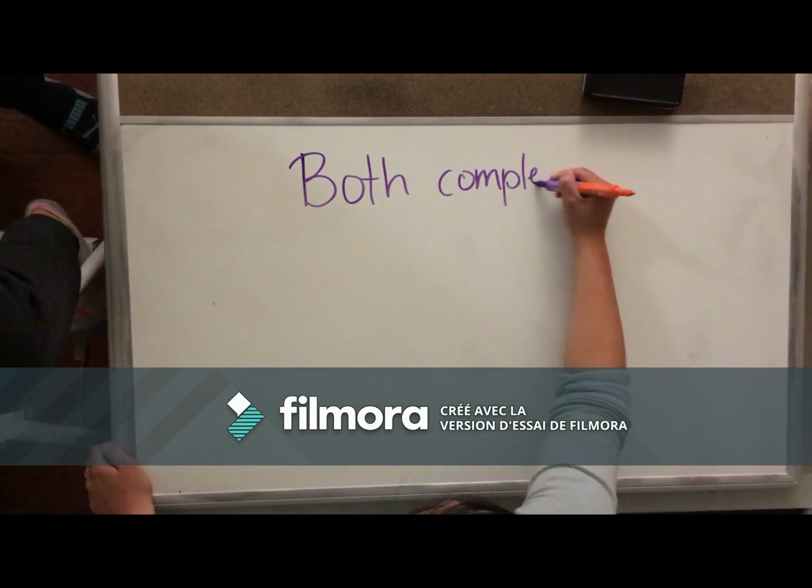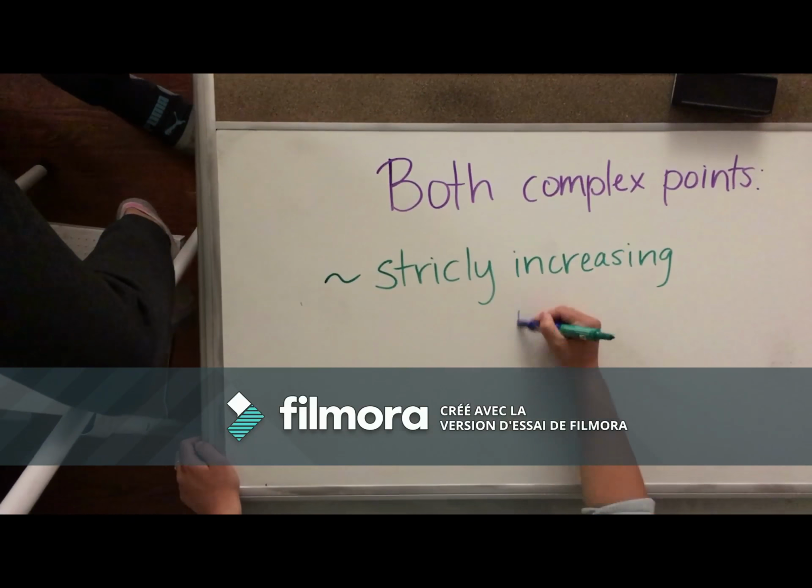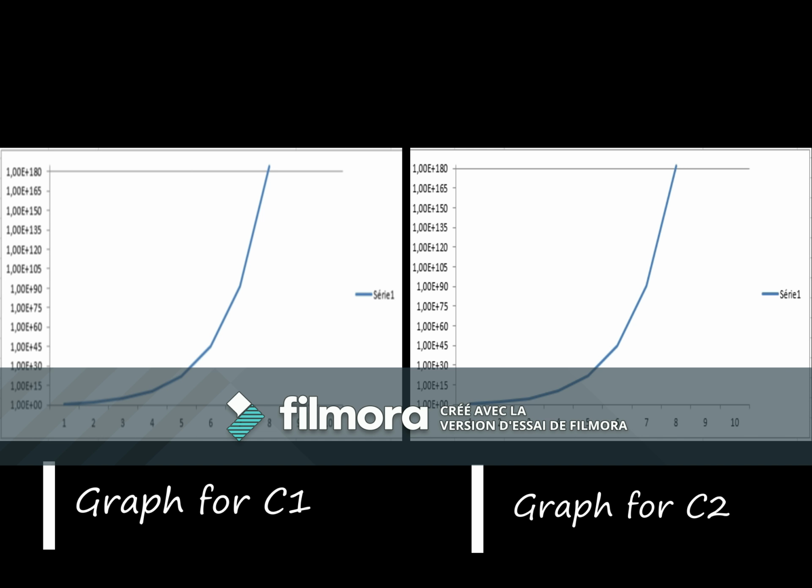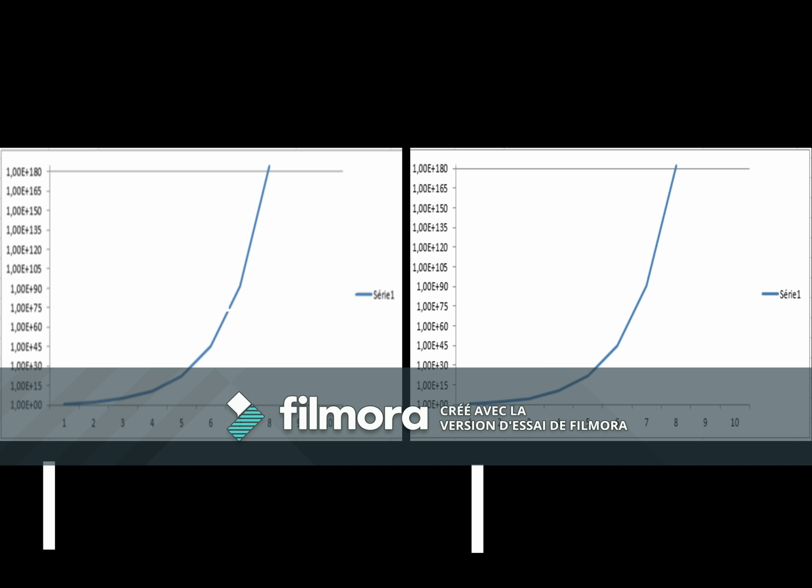Both complex points are strictly increasing, therefore they are monotonic. According to the calculations and the graphs, both points diverge almost at the same rate on the graph. We can see that for the first three iterations, the rate at which it is diverging is relatively slow. As we can see, for iterations 4 and 5, the values start to shoot off to infinity at a quicker rate.